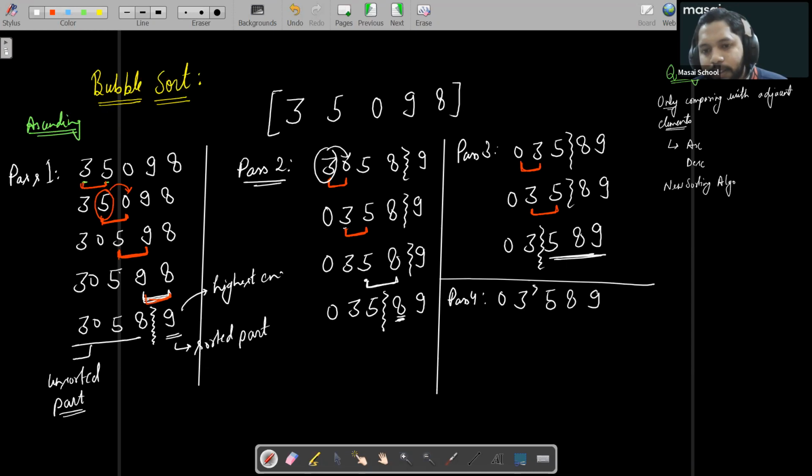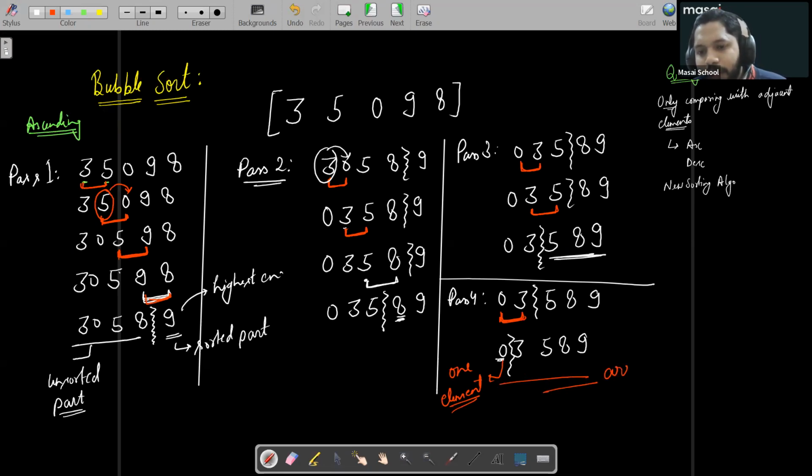Again start 0, 3, 5, 8, 9. Is 0 greater than 3? No. Do I need to swap it? No. So I will simply move forward. And now can you guys see there is only one element left in the unsorted part. Can I say my array is sorted now?